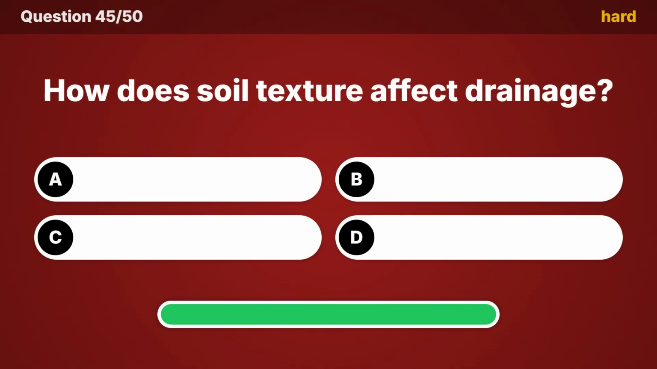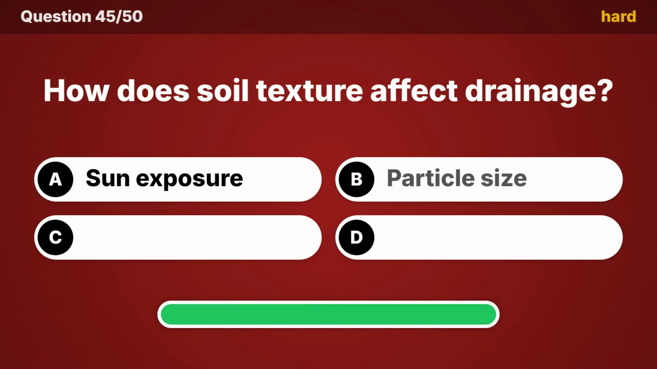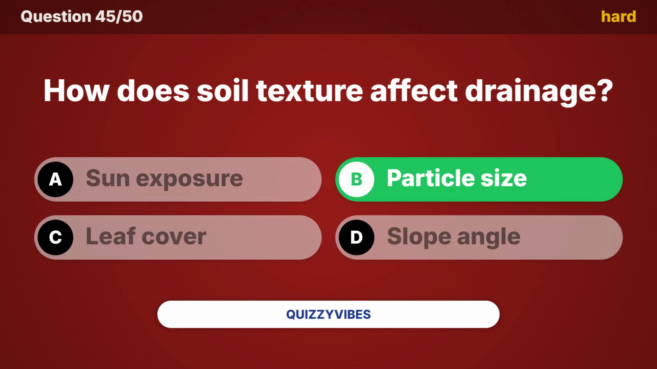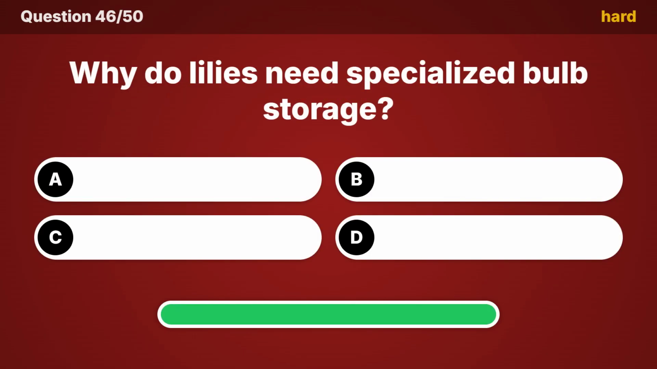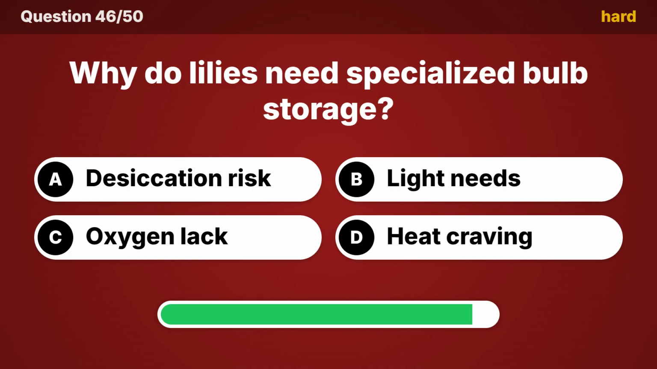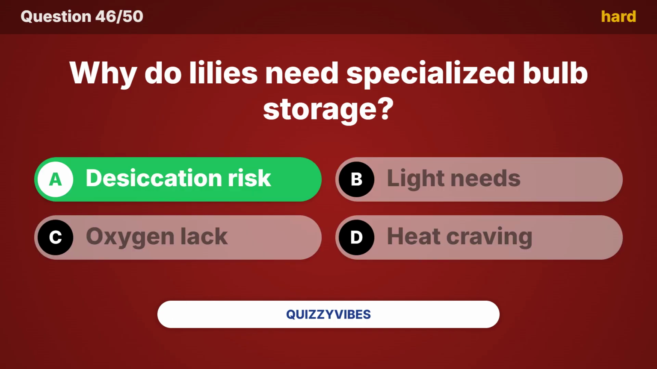How does soil texture affect drainage? And the answer is particle size. Why do lilies need specialized bulb storage? The correct choice is desiccation risk.